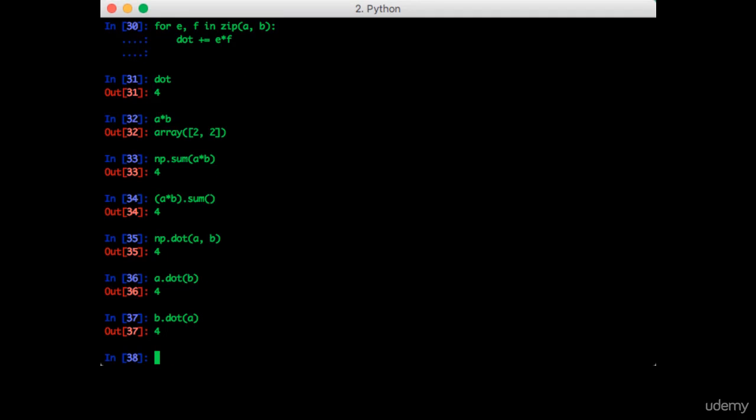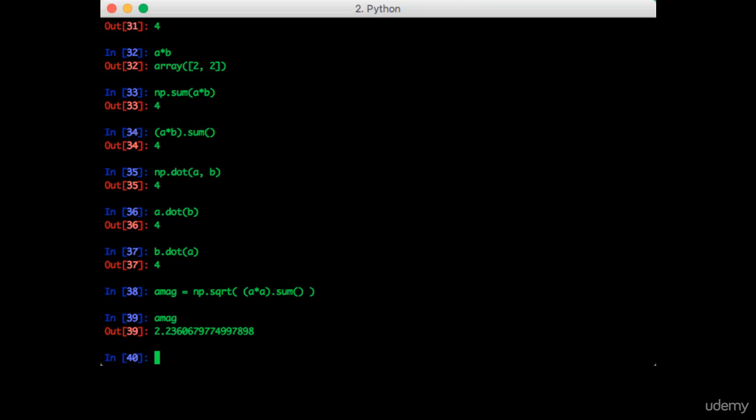Now let's use the alternative definition of the dot product to calculate the angle between them. Using only what we know so far, we can do this. It's just the square root of the sum of each element squared. So for example, A magnitude is equal to np.sqrt((A times A).sum()). So A mag is 2.236 as expected.